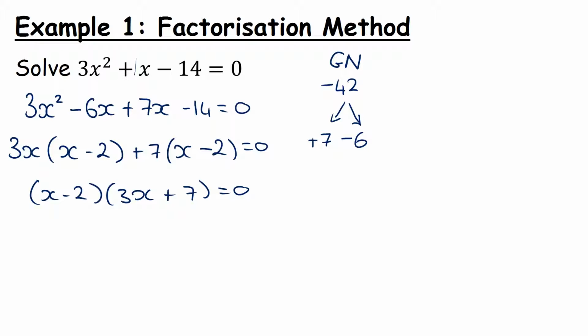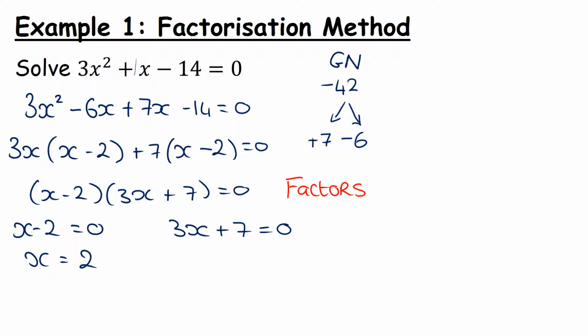So at this point, just for us to follow what we're doing, these are the factors. But this question is asking us to solve it. When we solve it, what we actually want is an answer, so we want x equals. How we do that is we let each of our factors equal 0. So x minus 2 equals 0, and 3x plus 7 equals 0. This gives me x equals 2, and then 3x equals minus 7, so x equals minus 7 over 3.